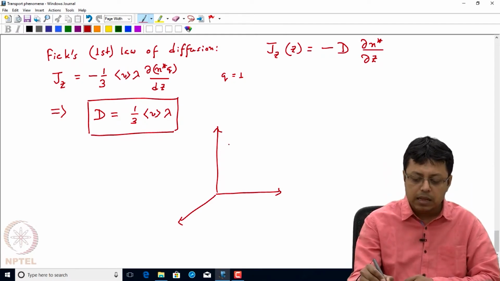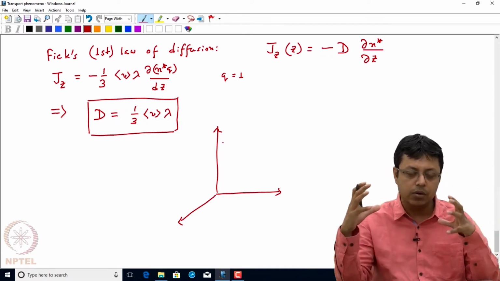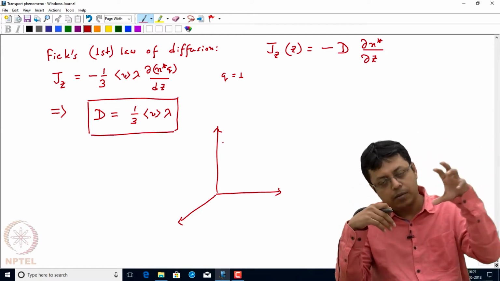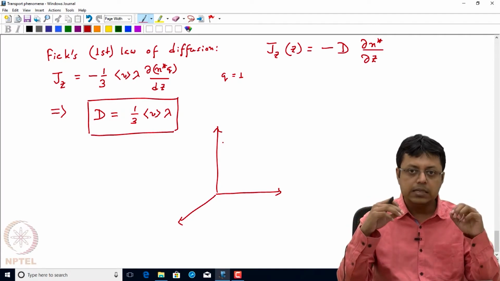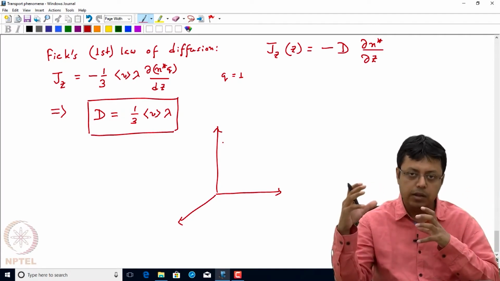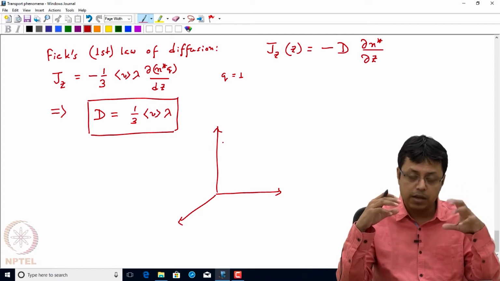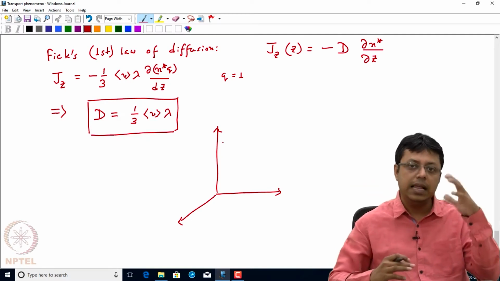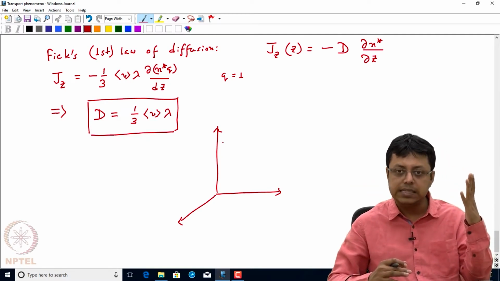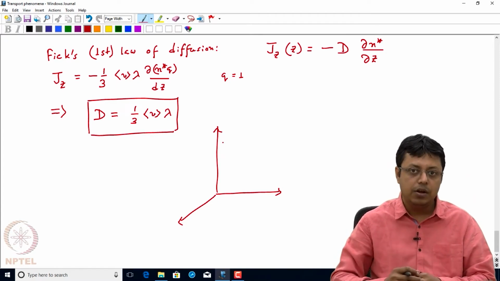Now you can think that suppose I had a high concentration region and a low concentration region, and particles are moving from high concentration to low concentration. What will happen over time is that as the particles are being moved, the concentration in the high concentration region will fall down and the concentration in the low concentration region will increase. So basically this del n star del z will be time dependent itself. So n star, the concentration itself, has a time dependence.